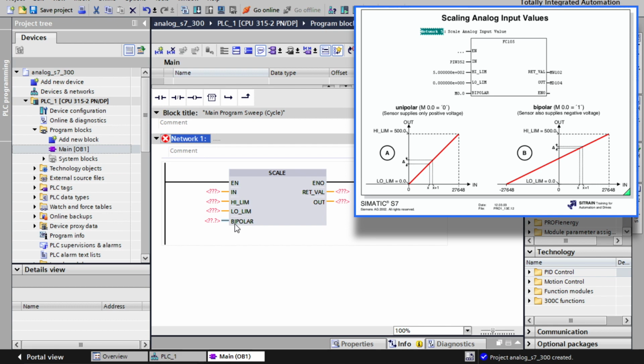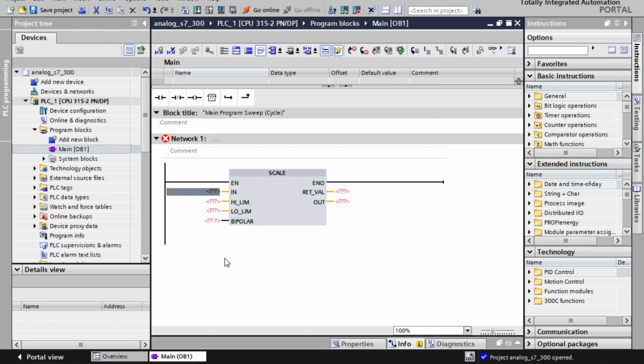In other words, the unipolar setting is only meant for values between 0 to 27,648. If this terminal is set as 1 or set as high, the scale function will read the analog input as bipolar. Bipolar means the analog input will be rescaled in terms of negative 27,648 to the positive side of 27,648. So now we are ready to configure the scale function FC105.